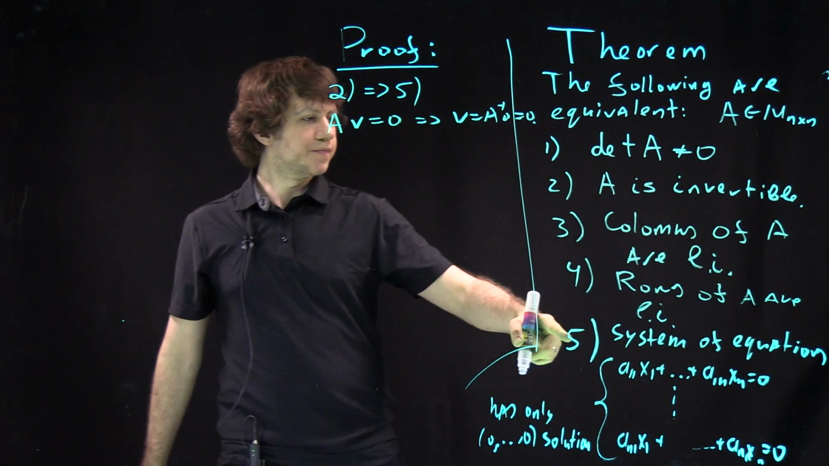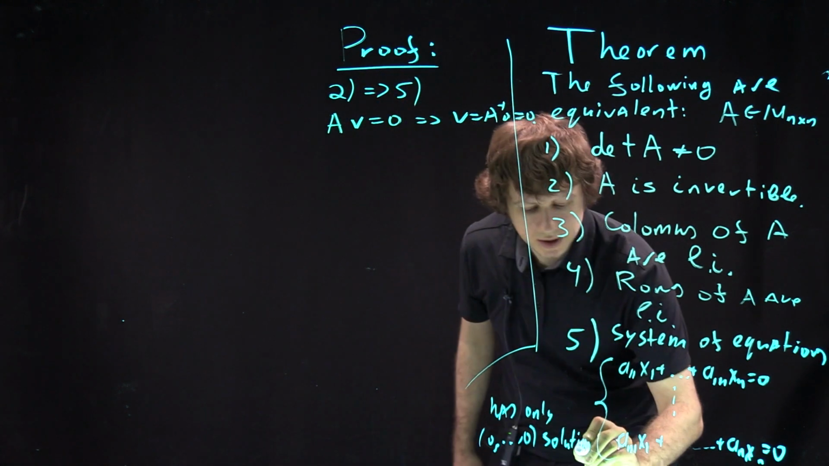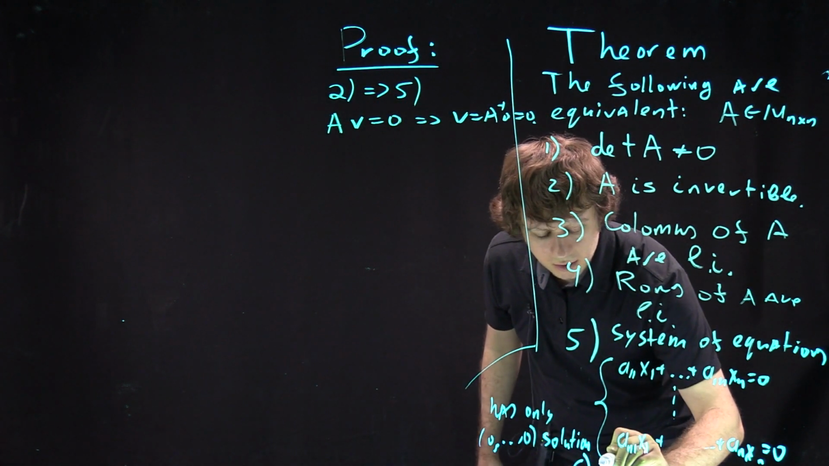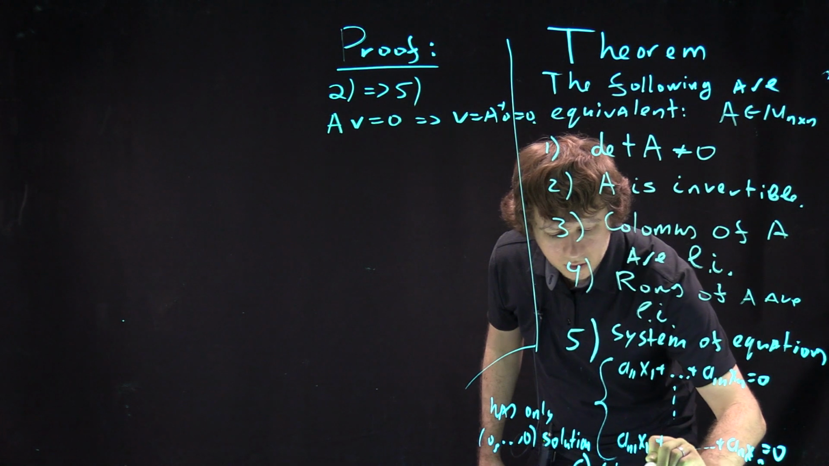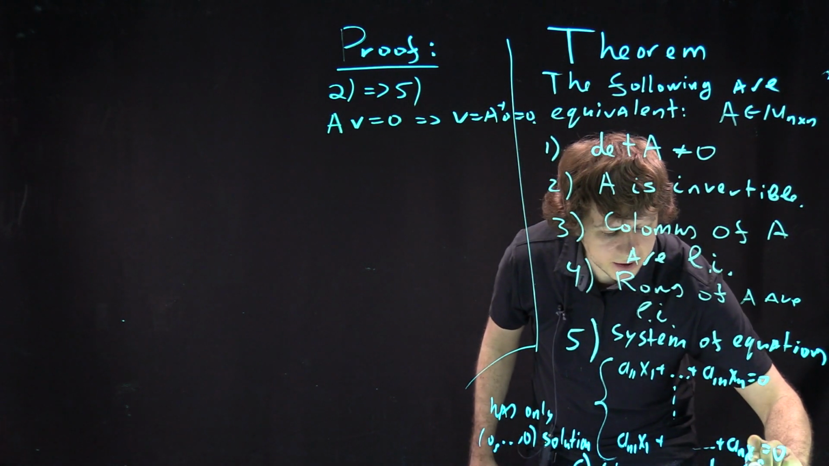So 5, sorry, maybe 6 is the linear operator given by A is an isomorphism.